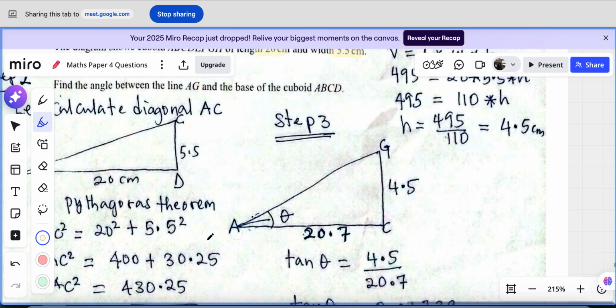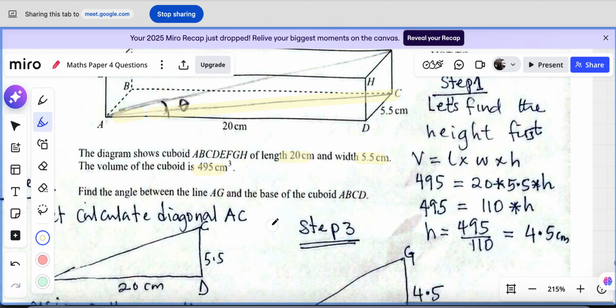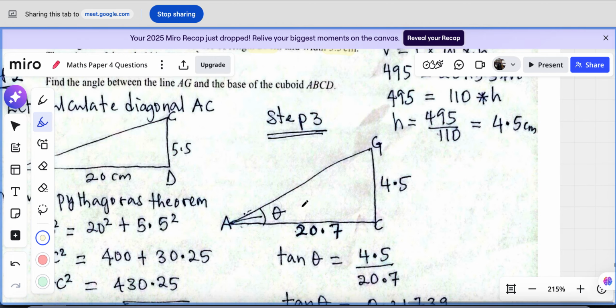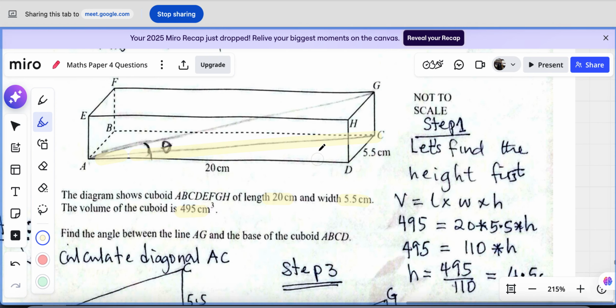And this is the angle between the whole base and this line AG. This small angle is the angle the question wants us to calculate. Here is the height. You see why I say we needed to calculate the height? This is the height of the cuboid. Now we are needing it, right?